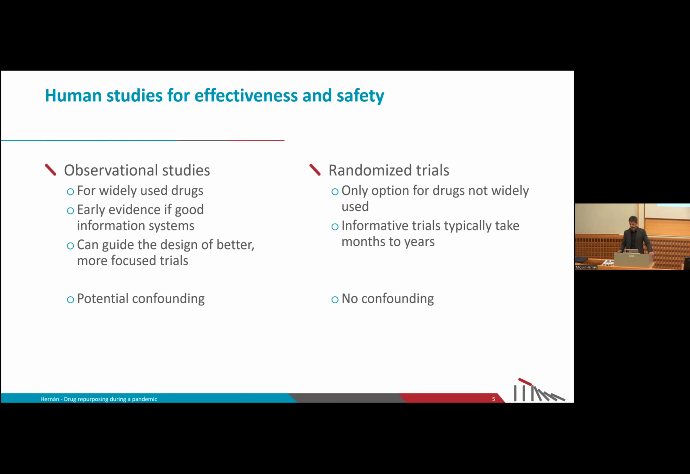The other option is to use randomized trials, which is really the only option for drugs that are not widely used. Their main disadvantage is that they take longer, because the trial for a disease like COVID-19, well, may take at least months, sometimes years. So we have to be very selective about what goes into the trials. And the upside is that we don't have to worry about confounding if we can do large trials that are informative.